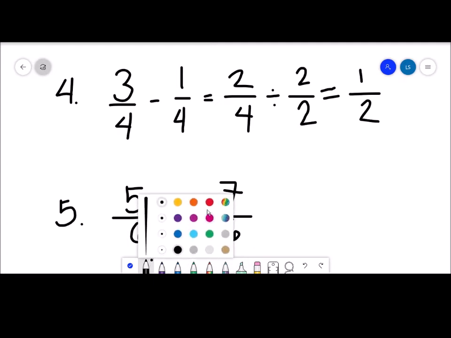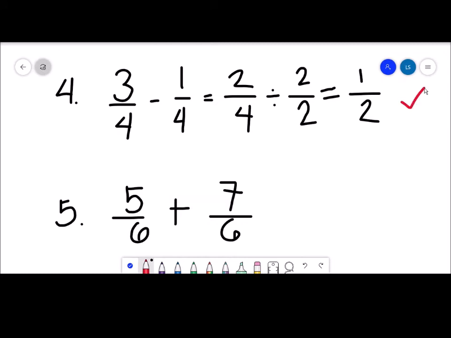Okay, so let's check that also. Number 5. Now for number 5, we have 5/6 plus 7/6. Pansinin natin yung mga given fractions. Yung unang fraction, ito ay example ng proper fraction kasi mas maliit ang value ng numerator kay denominator. And then, for second fraction, we have improper fraction because mas malaki yung value ng numerator sa denominator. So, pwede naman na yan muna ang ating isolve. Then, later on, we were going to simplify.